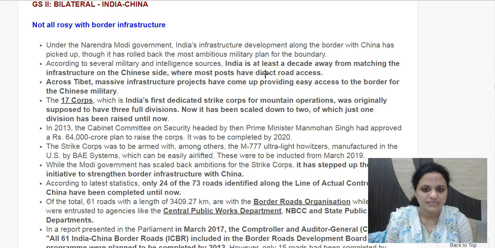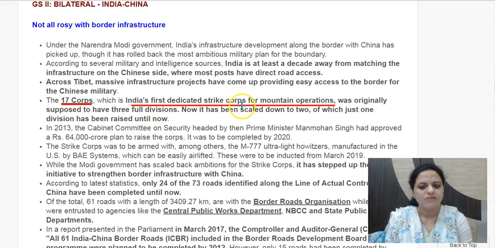If tensions arise. So here we have two initiatives which have actually been taken under the previous UPA government, and they have been taken forward by the present government. So one is 17 Corps. This is India's first dedicated strike corps for mountain operations. Originally it was supposed to have 3 full divisions. Now they have been brought down to 2 divisions as such. So this has been planned.